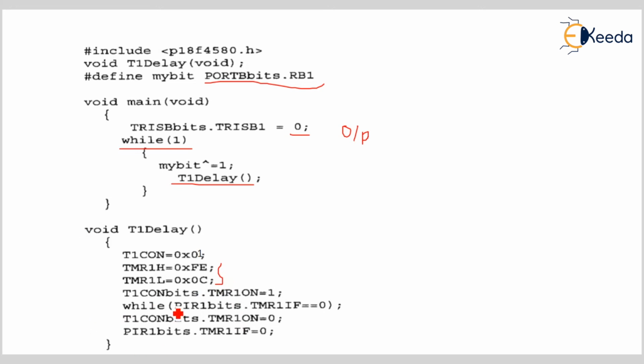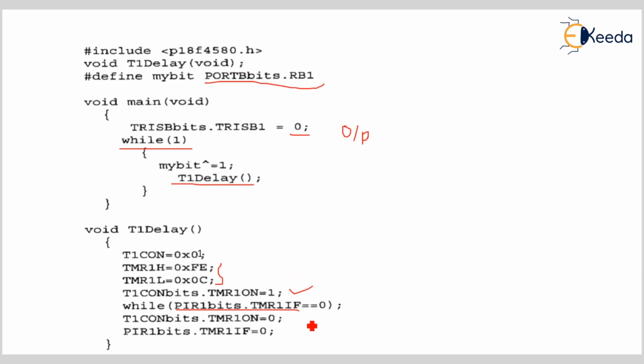Then, now I have to turn on the timer. In an earlier lecture, I explained that in these SFRs, each bit is bit addressable. A single bit we can set or reset. Here I have set this bit to turn on the timer. Now, while PIR1bits.TMR1IF, this bit is from the PIR1 interrupt register.